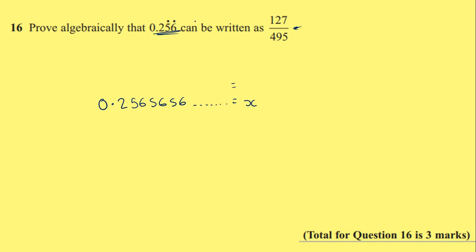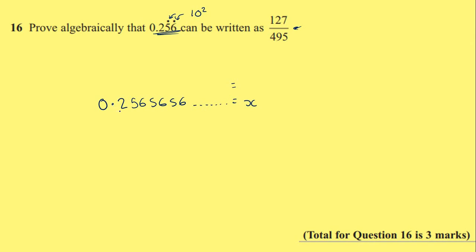Now, how many numbers are repeating? Well, the amount of numbers that are repeating is 2. So we're going to multiply by 10 to the power of 2, 10 squared. If there's 3 numbers repeating, we'll multiply by 10 cubed, which is 1,000. If there's 1 number repeating, we'll multiply by 10 to the power of 1, which is 10. We're going to multiply by 10 squared. Now that will be multiplied by 100.